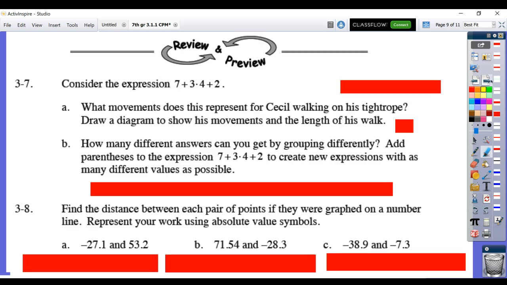So that is the classwork. We will have a separate video for the homework.